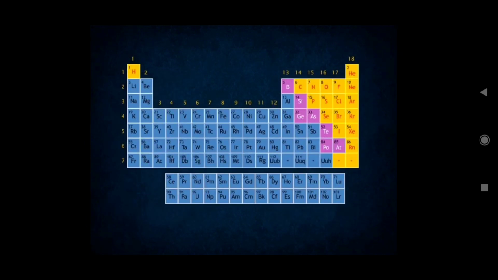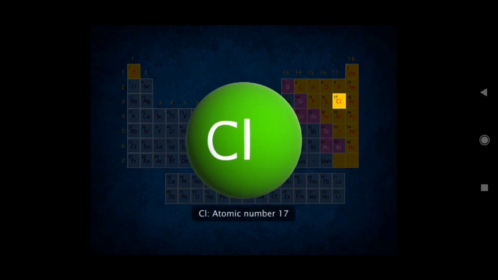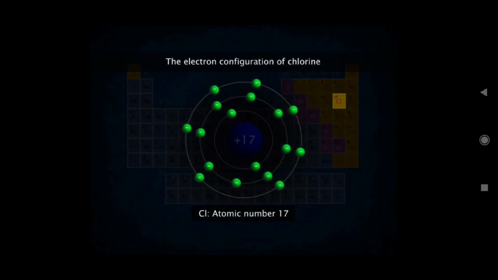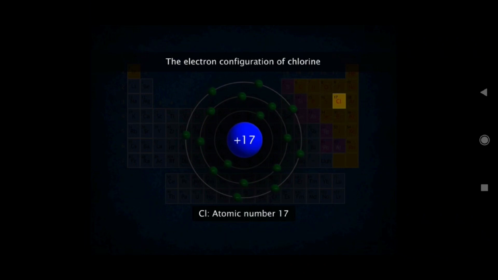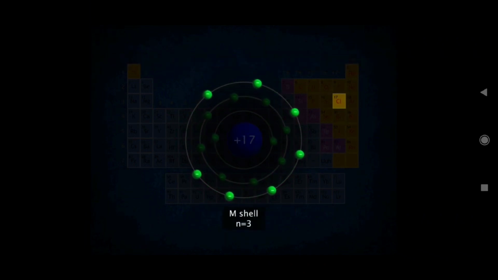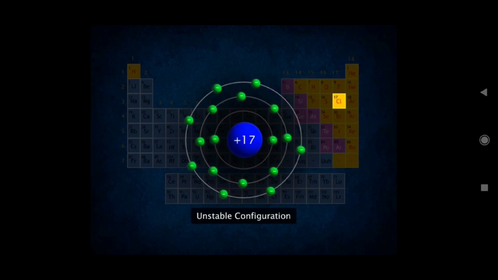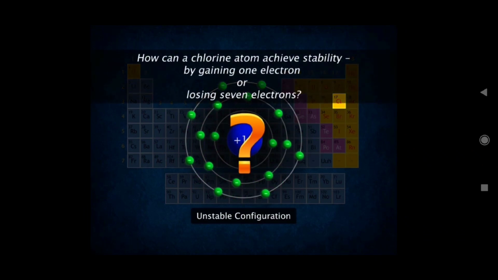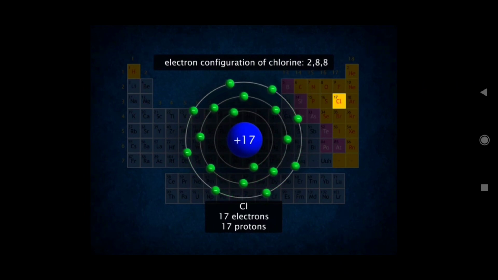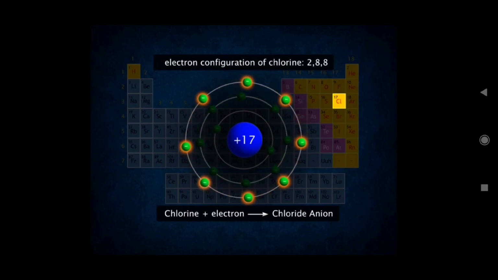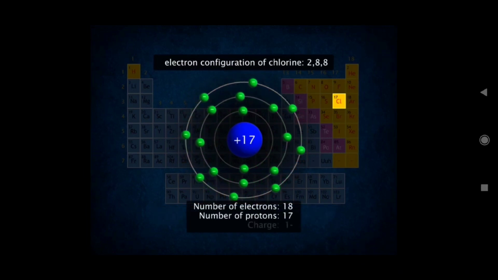Now, let us consider a nonmetal, chlorine. An atom of chlorine has 17 electrons and 17 protons. The chlorine atom has 7 electrons in the M shell. This is a very unstable electron configuration. Chlorine can achieve a stable 2, 8, 8 configuration by gaining 1 electron and forming an anion.